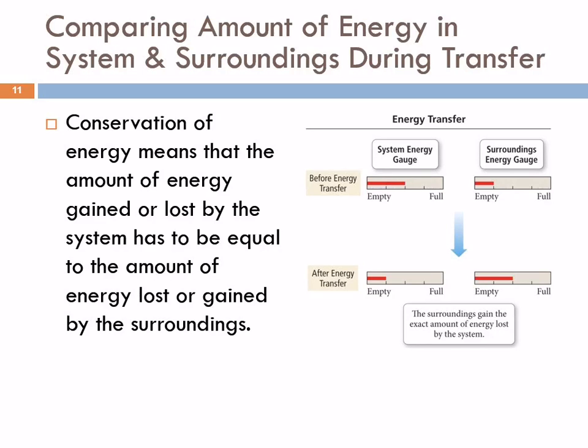So here we have little energy gauges. If we start out with the system and the surroundings, where the system has half full energy and the surroundings is a quarter full, and we have a transfer of energy from the system to the surroundings, the surroundings are gaining the same amount of energy that is lost by the system. Now, the energy does not have to be in the same form, but the amount of energy is constant. Does that make sense? This has direct application to the experiment we're doing in lab today.